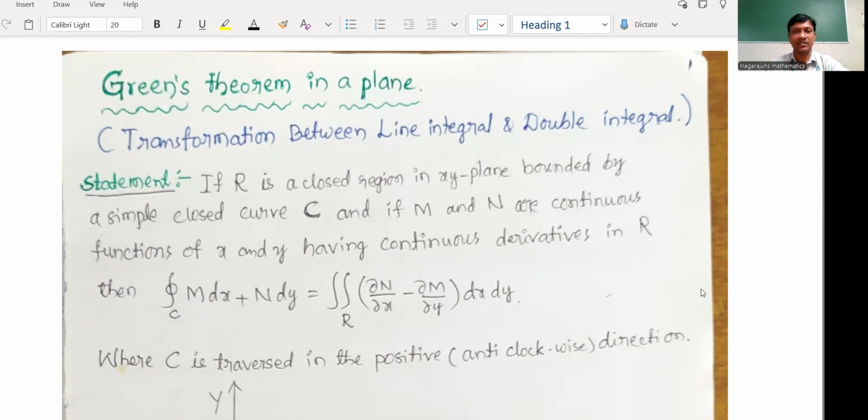Green's theorem statement. So, Green's theorem in a plane. What is Green's theorem? Transformation between line integral and double integral.